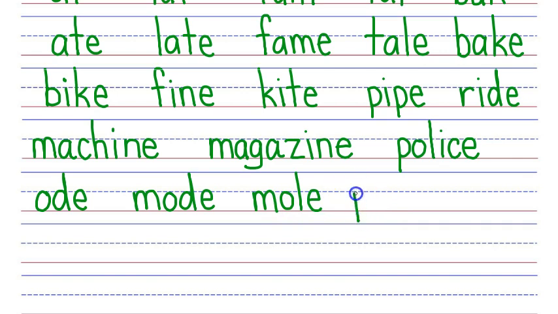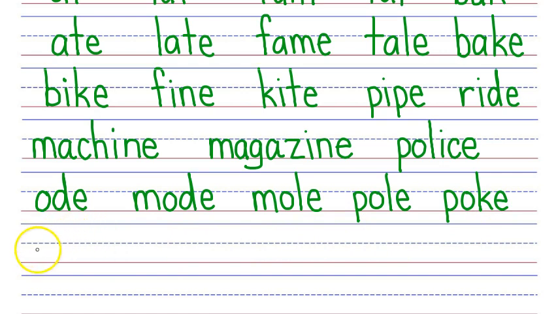Next word, pole. We have a P that says P, an O that needs to make a long O sound, an L that says l, and a silent final E that makes that O make a long sound. P, O, L. Next word, poke. We have a P that says P, an O that makes a long O sound, a K that says K, and a silent final E that's making that O make that long sound. P, O, K.